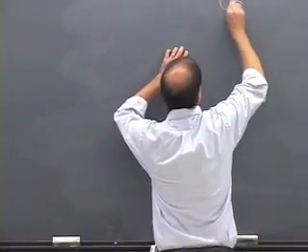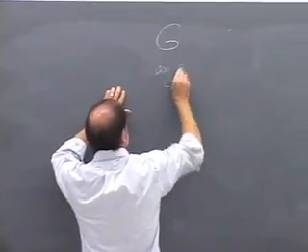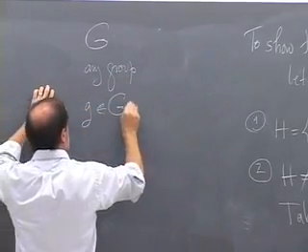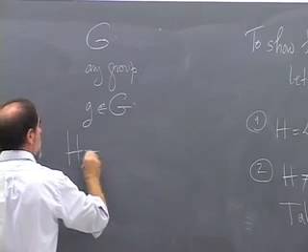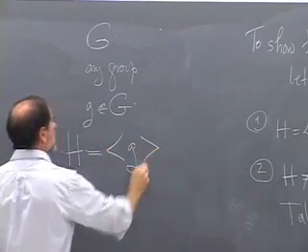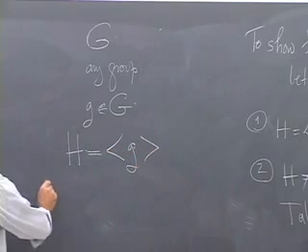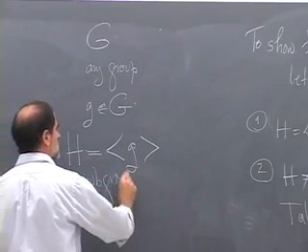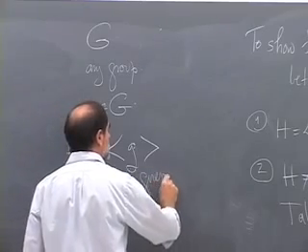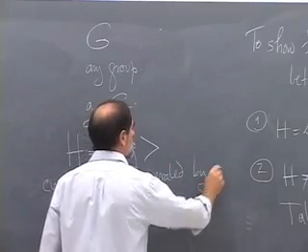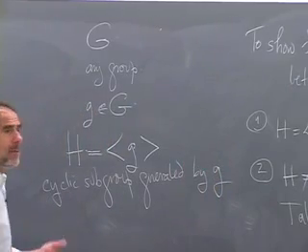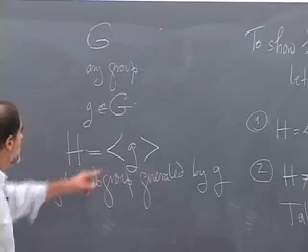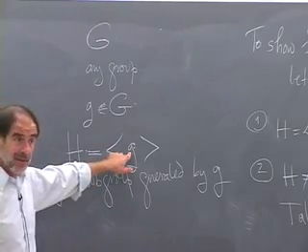So if you have any group G, and you have an element g in G, there's a natural subgroup that I'll denote by H, which is sometimes called the cyclic subgroup generated by g, which consists of all products of g with itself. It's the smallest subgroup that could contain this element.